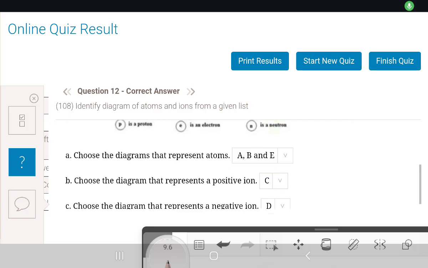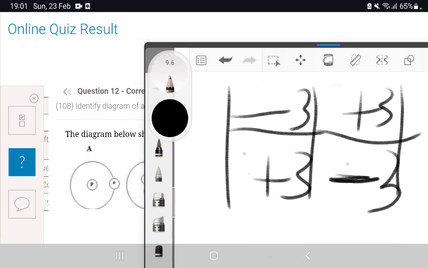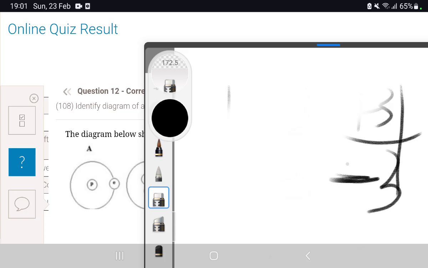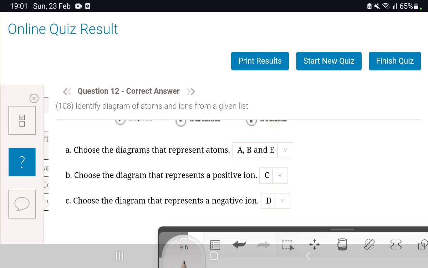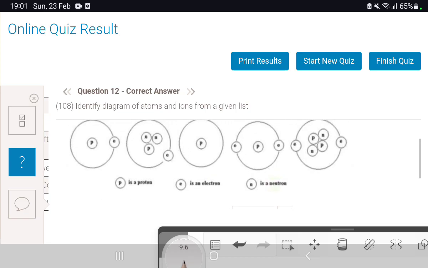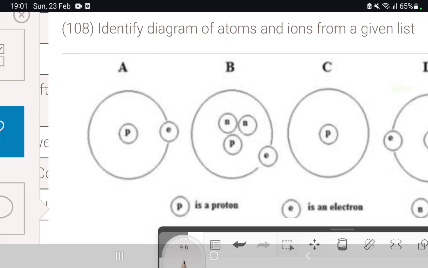Question number 12. The diagram below shows a representation of a set of atoms and ions. Just let me erase this. So for part A, they want the diagrams that represent atoms. Atoms are particles which have zero charge or equal protons and electrons. So here A has one proton and one electron, which means it's an atom. B has also one proton and one electron.